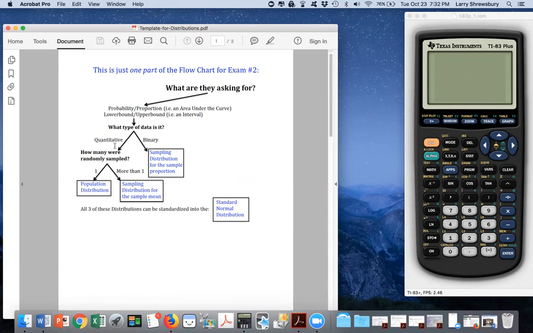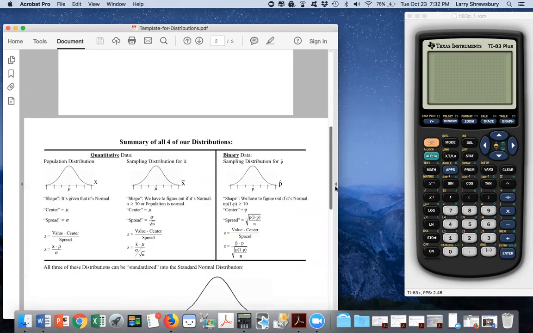Now, if it's quantitative, you've got one last thing to figure out. Is it a population distribution or a sampling distribution? And that can be answered by asking this simple question here. And if it's binary, you know it's the sampling distribution for the sample proportion. But all 3 of those can be standardized into the standard normal distribution. Now that you know which distribution you have, then you go to the next page, which summarizes what you need to know.